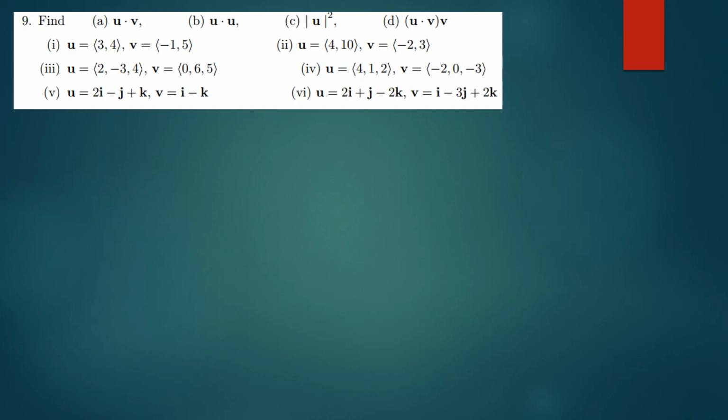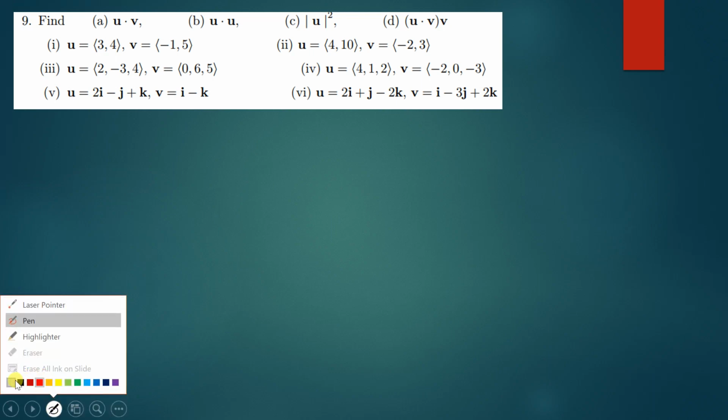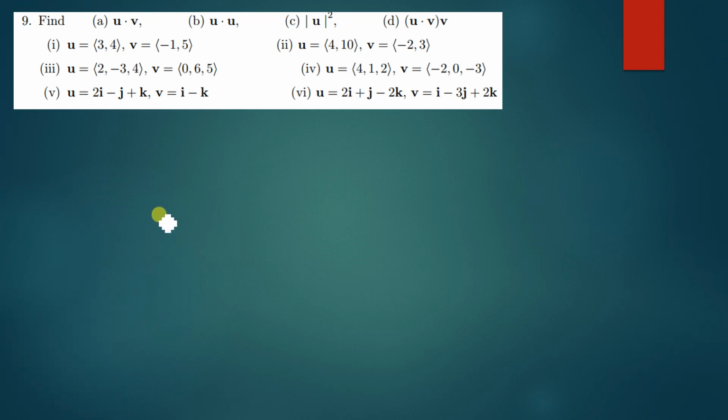So we have this question here which is asking us to find the dot product of U and V, the dot product of U and U, and the magnitude of U squared, and the dot product of U and V, after finding which, you multiply it with V. Let's quickly do these questions. I'm not going to do all the questions, I'll just pick random questions. So I'll start with the first one there.